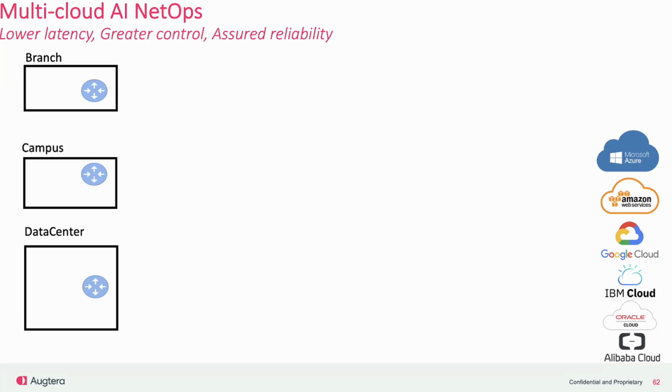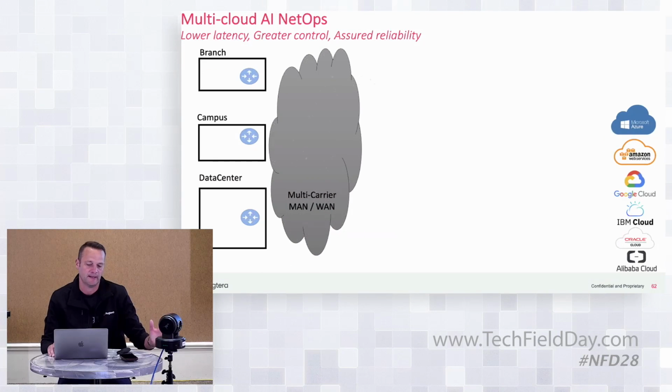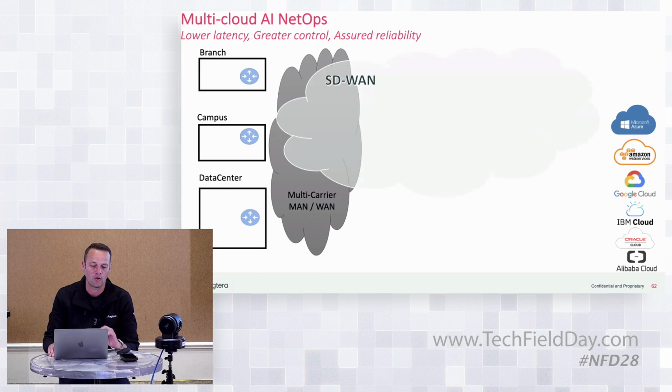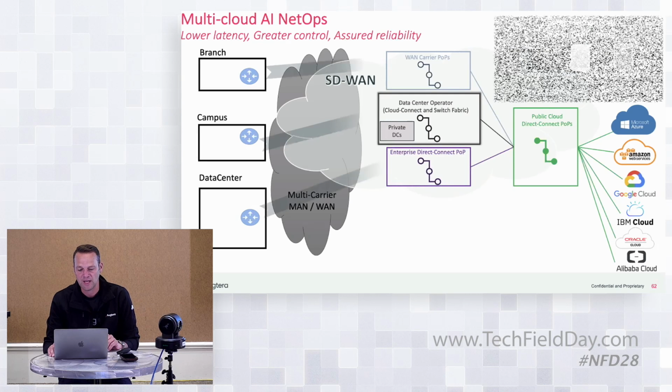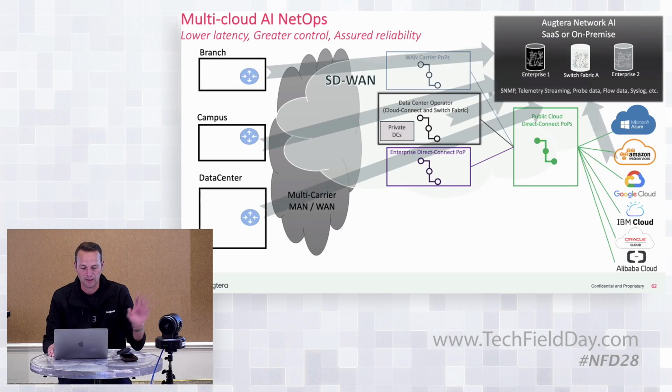So a quick overview: think about the digital organization today. They either have all or a subset of this type of network. You have SD-WAN, you have cloud, you have your private data centers, you have your direct connects, WAN carrier POPs. And so the challenge is, and we were just at ONUG last week, observability to this hybrid multi-cloud domain. How in the heck do you do it?